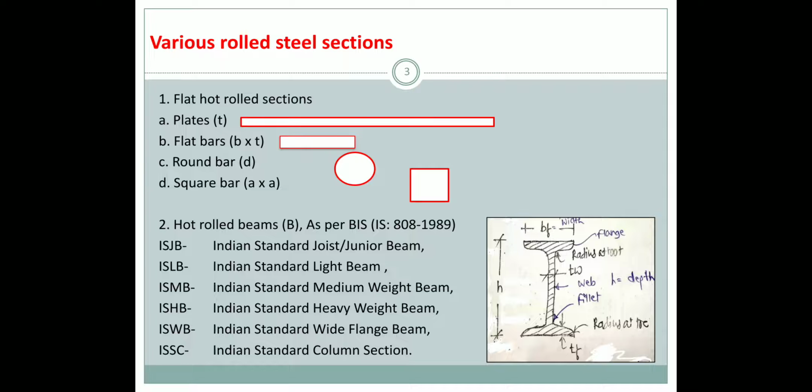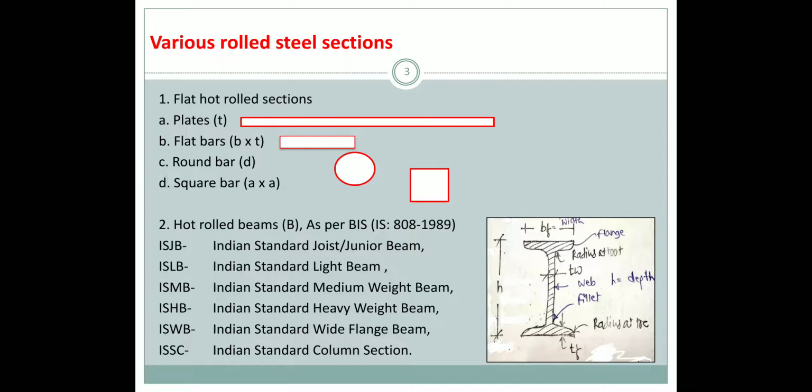In case of round bar, we take only the diameter of the bar. Likewise 8 mm bar, 10 mm, 12 mm, 20, 25, and so on. These are the diameters of the bar, given in mm. The last one is called a square bar, so the dimension for square bar is A into A.